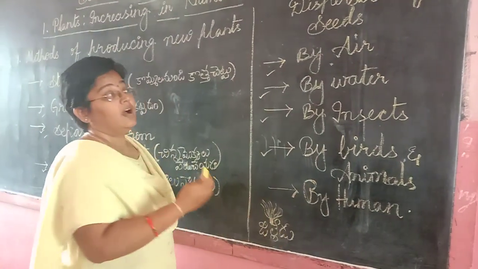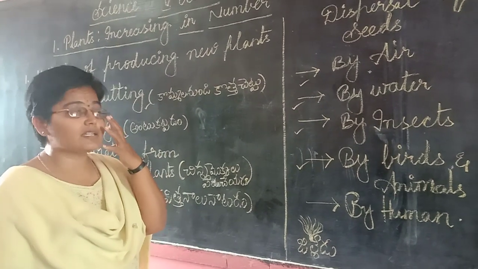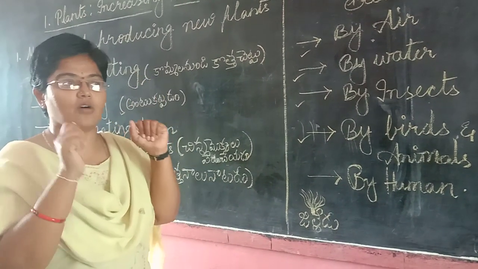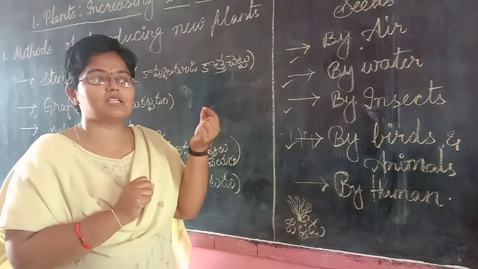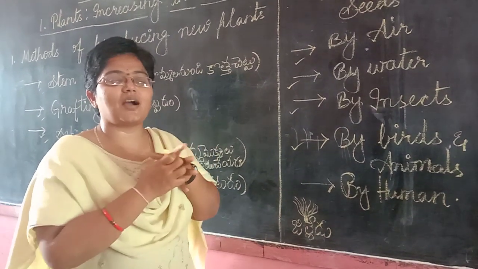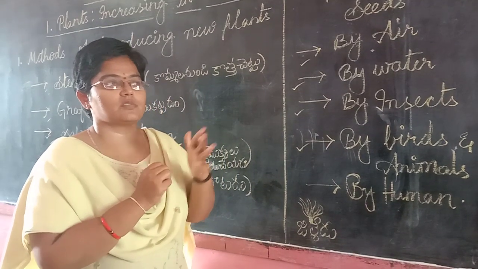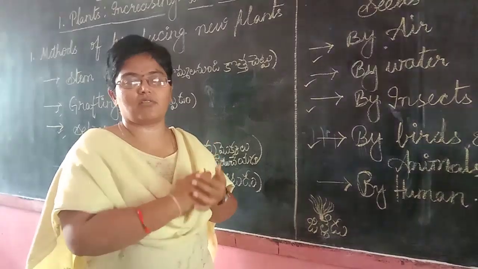So how do we see all these kinds of things in our daily life? Let us see that, children. Have you ever seen that on the top of a house or in the cracks of a house, you might have observed a small new plant which is coming out of these cracks?